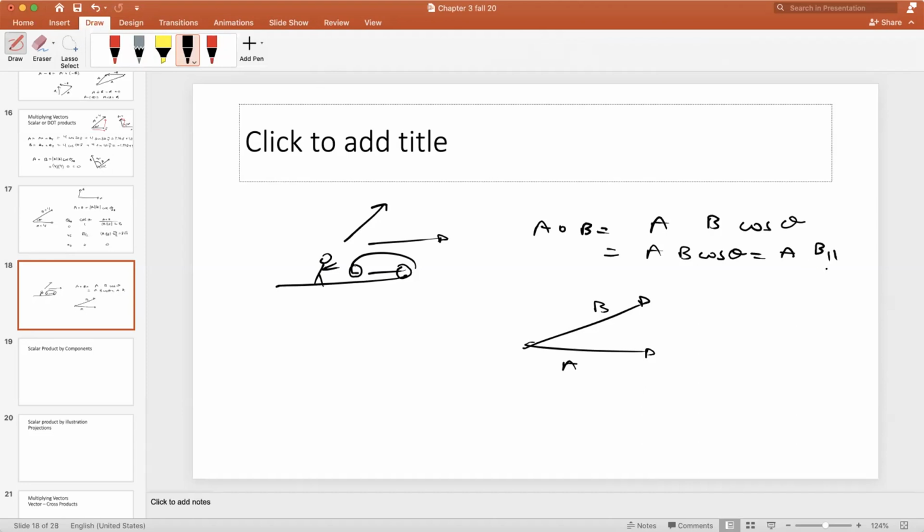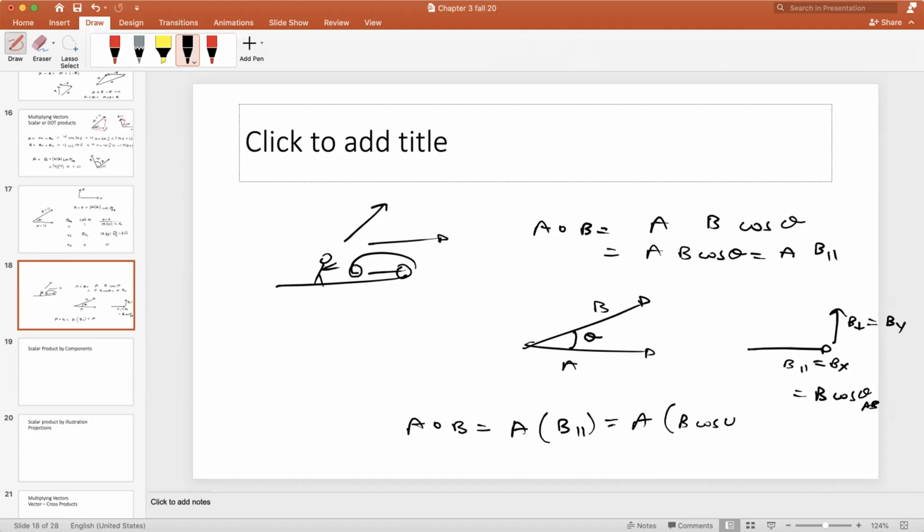So we can write this as A times B parallel, the parallel part of B. B is a vector that's made up of B parallel to A and B perpendicular to A. We already have a name for that. We call this BY and we call this BX. And we know that BX is B cos theta, where the angle between A and B is theta, right? So what we get here is that A dot B is really equal to, if A lies along the x-axis, A times B parallel, which is A times B cos theta, which we've already written as A BX, okay?